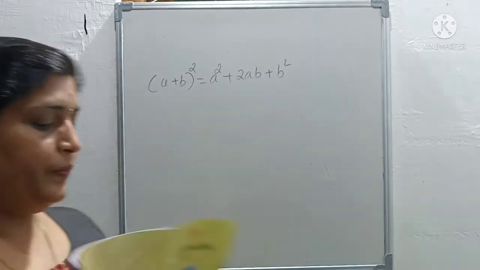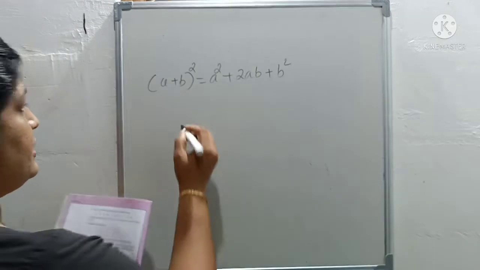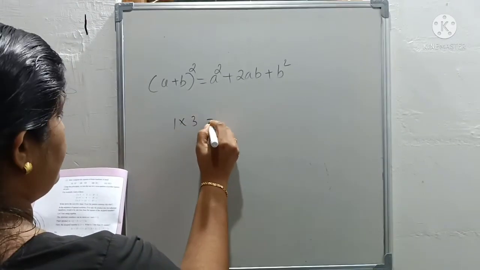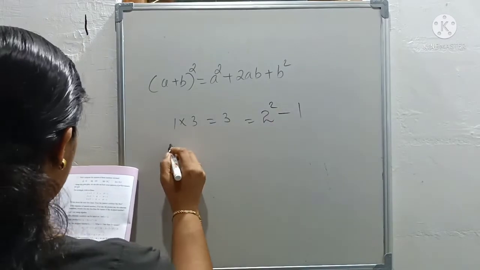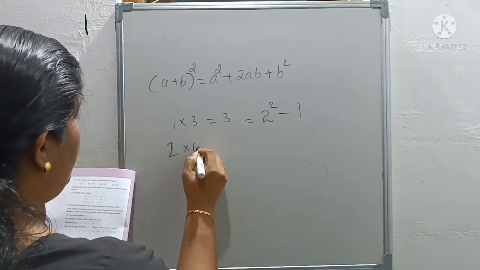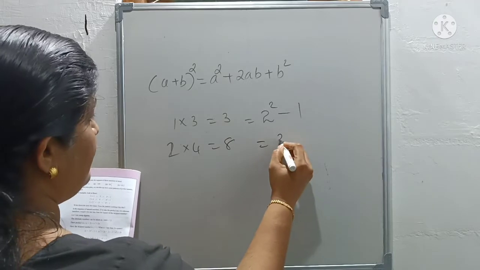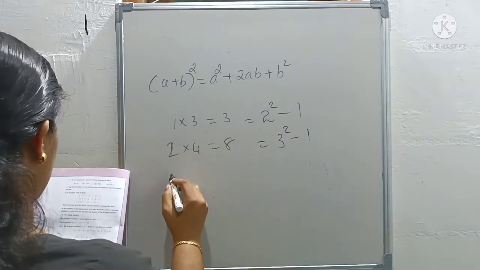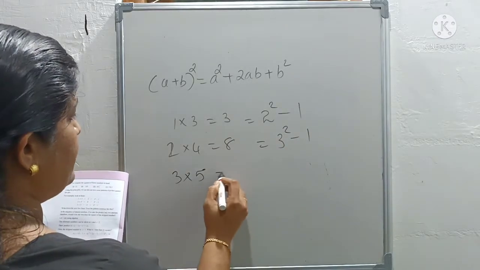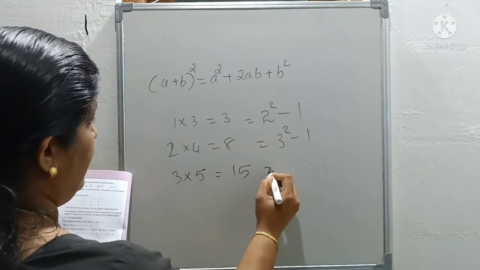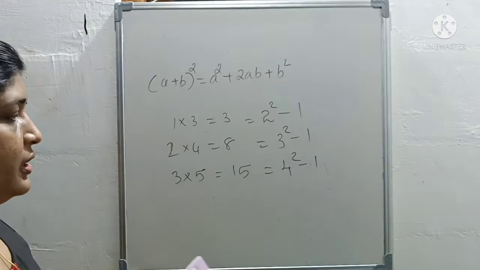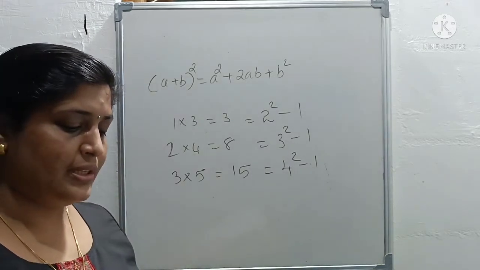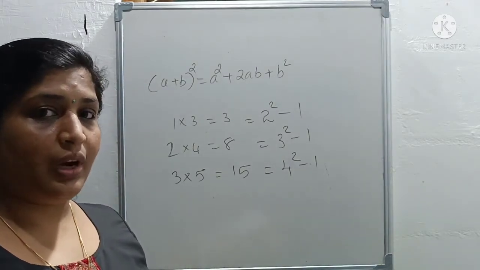So this is our pattern, that is 1 into 3 is equal to 3, which is equal to 2 square minus 1. Then 2 into 4 is equal to 8, that is equal to 3 square minus 1. Then 3 into 5 is equal to 15, that is equal to 4 square minus 1. Okay, write down the next few lines. Does the pattern continue like this?